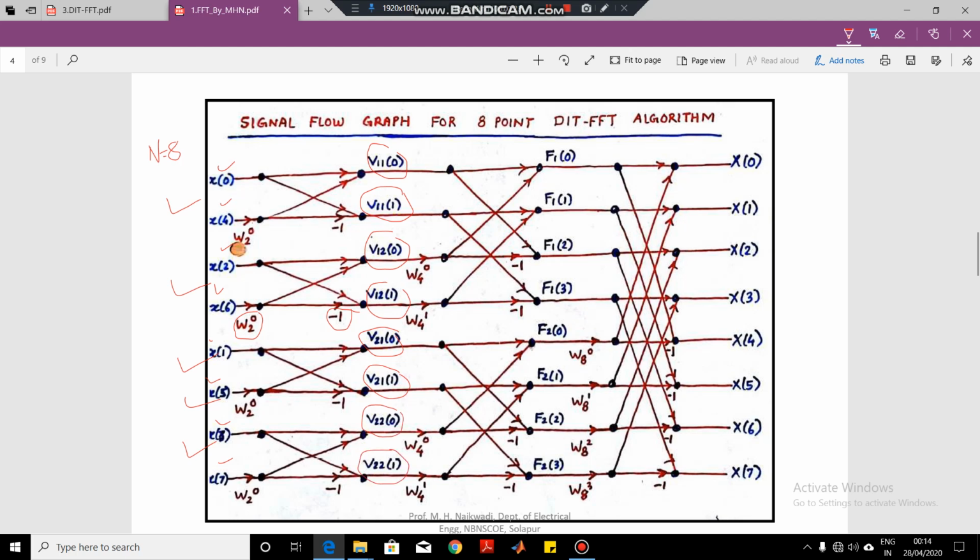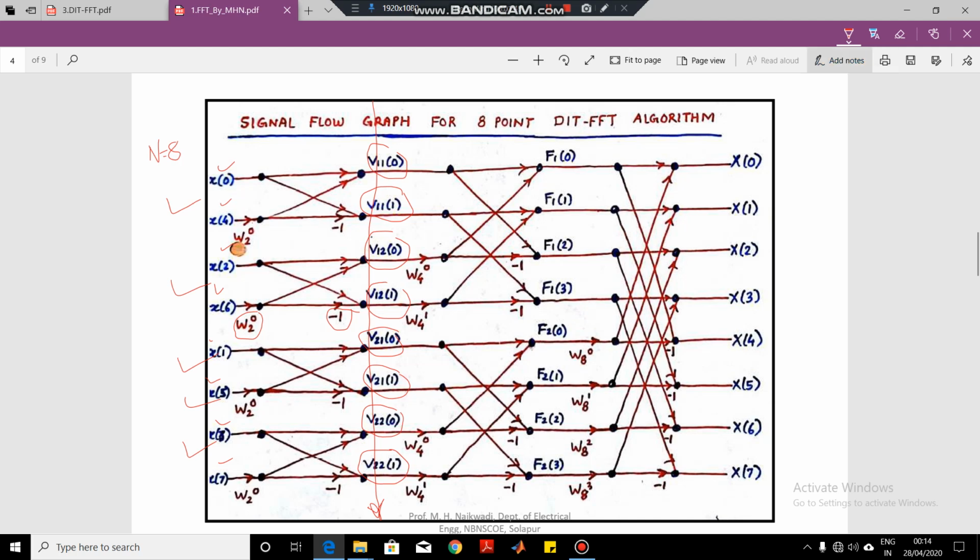So once we compute all these outputs, this is the first stage of calculation. Now what is the second stage? In the second stage, we are again combining these outputs with the help of 4 butterflies. But now the combination is like this.